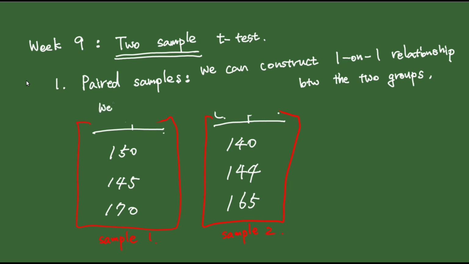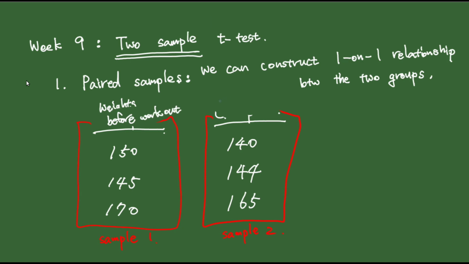So this is weight before, let's say, weight before workout. And group 2 is the collection of numbers that represent the weight of people after the regular workout.